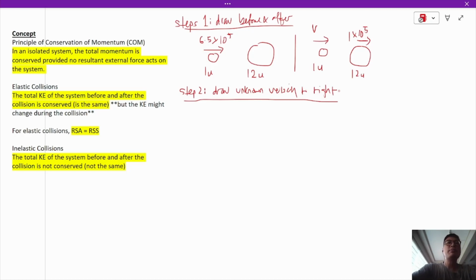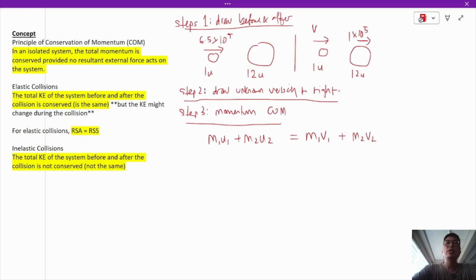So the next step 3 is to write the momentum equation using COM. Now, the conservation of momentum states that the initial momentum m1u1 plus m2u2 will be equal to the final momentum of the system m1v1 plus m2v2. So we can easily fill in all the details. The mass of the neutron is 1u, right? The speed of the neutron is 6.5 times 10 to the power of 5. The mass of the carbon is 12, but the speed is 0, so that's a 0.